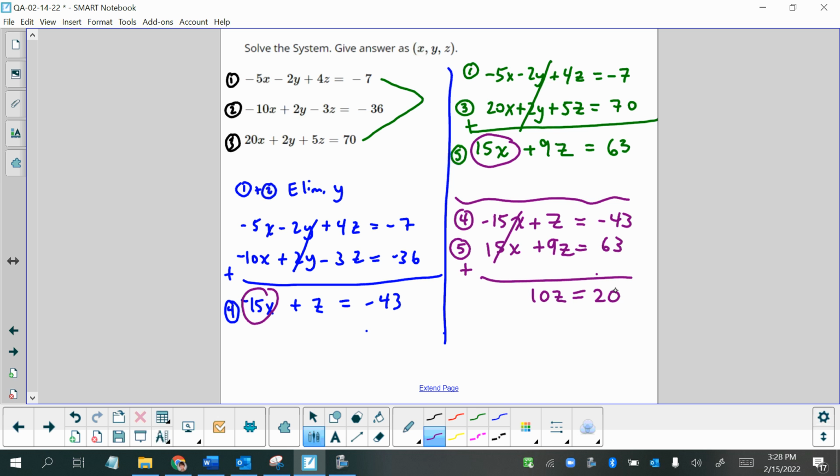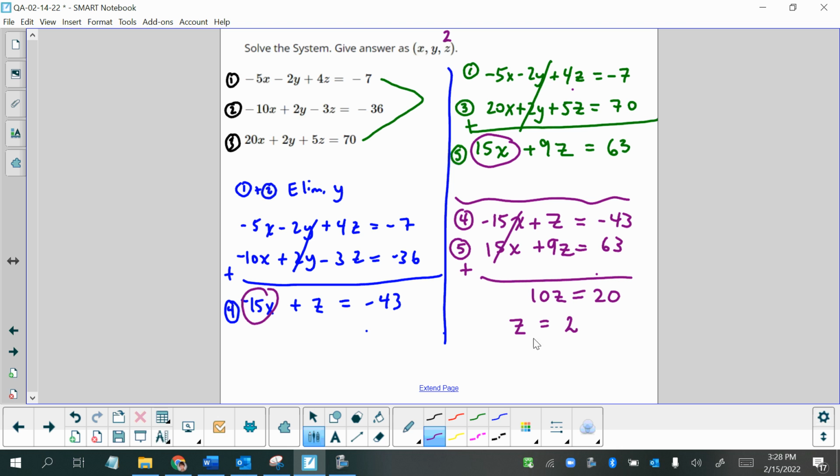Now I have a sixth equation with only z in it, and since there's only one unknown, I can easily solve for z here by dividing both sides by 10. So if I divide both sides by 10, I get z equals 2. So now in my triplet, I have one of the three variables solved. And now I can start working my way back.